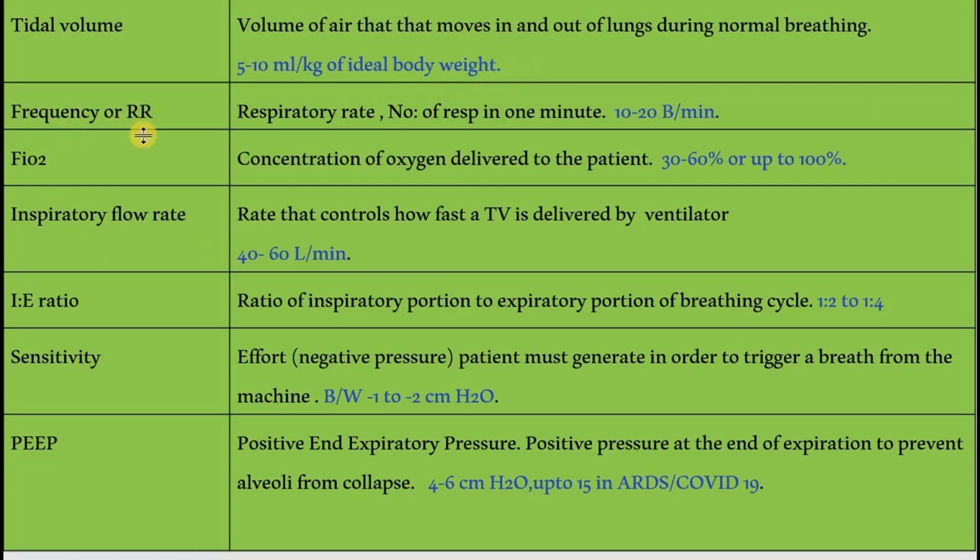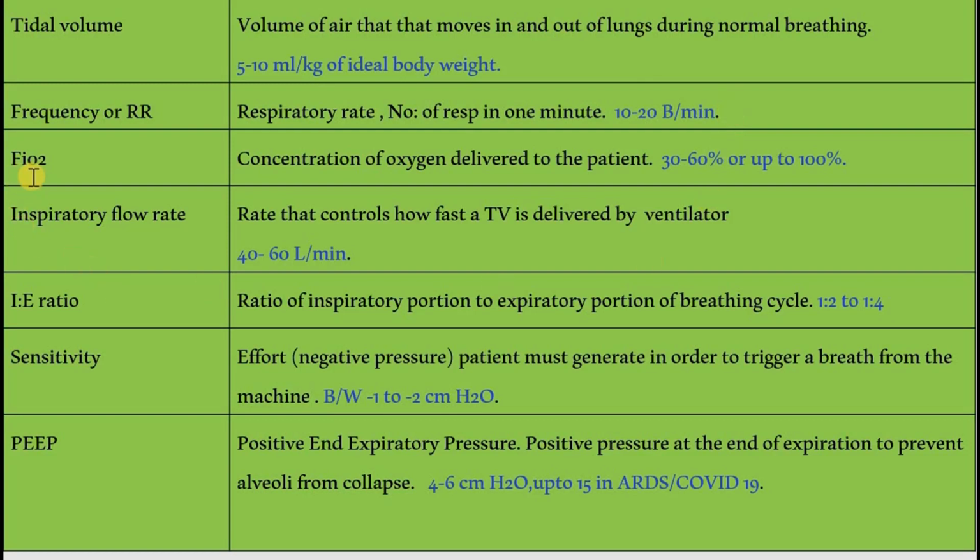Second is frequency or rate. It is the same as respiratory rate, that is the number of breaths given to the patient by the ventilator in 1 minute, set anywhere from 10 to 20 breaths per minute. So these are all initial settings, and these setting numbers may vary depending upon the patient's condition and ABG.